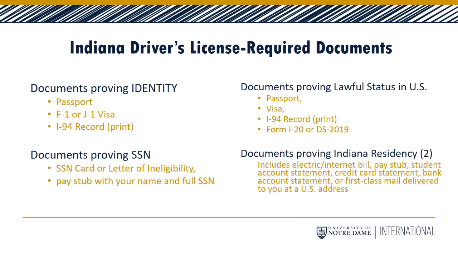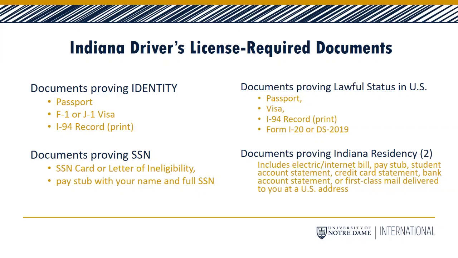On this page is a couple of documents that are required in order for you to obtain a license. The most important thing is you need something that proves your identity, that verifies who you are. You can do that with your valid passport, an F or J visa, and your current I-94 record. The passport and visa are together in one document. For the I-94 record, make sure you print it out, so you're not showing it to them on whatever device you may have. You want to actually print it out and have the paper copy with you.